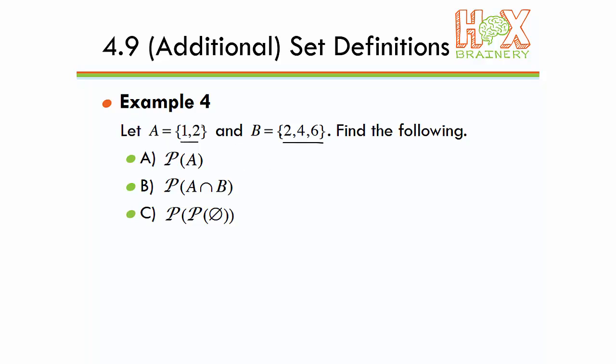So for part A, we want to find the power set of A. It's going to be the set of all subsets. And as a reminder, if I'm trying to figure out how many subsets I would have with just 2 elements, it would be 2 squared, which is 4. You're going to have 4 subsets. This was covered in a previous section. So we'll have a set containing just element 1. We'll have a set containing 2. We'll have a set containing 1 and 2. And then let's not forget the empty set.